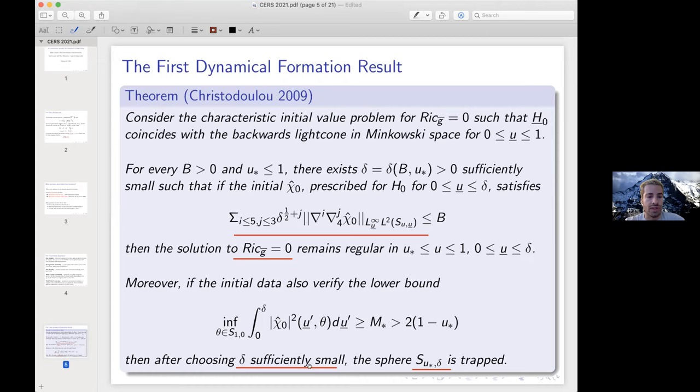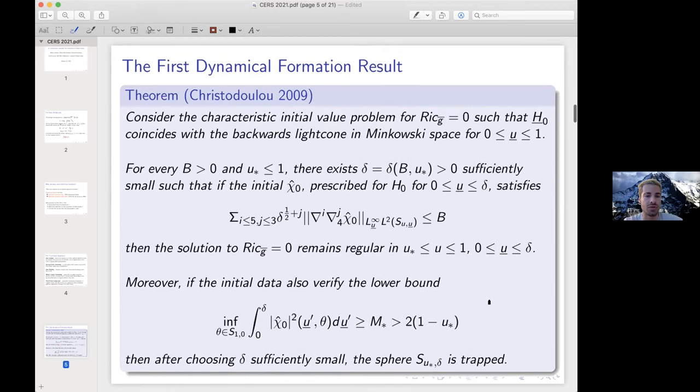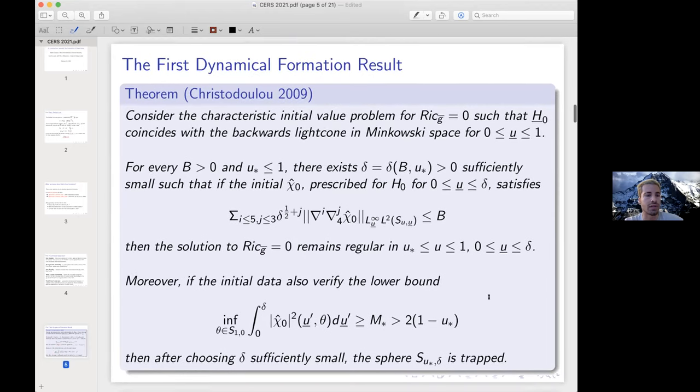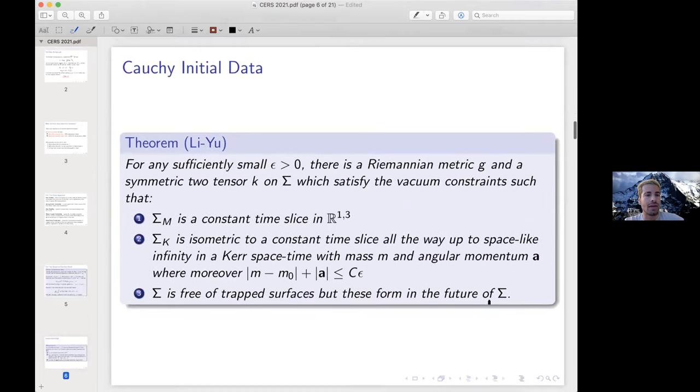So this is a dynamical formation of trapped surfaces result. It was the first one of its kind, and it was the first time that people had initial data that didn't contain trapped surfaces, but which in evolution led to the formation of trapped surfaces. And there's no symmetry assumptions here at all. It's just initial data.